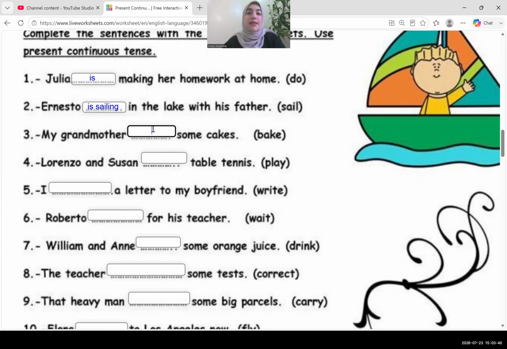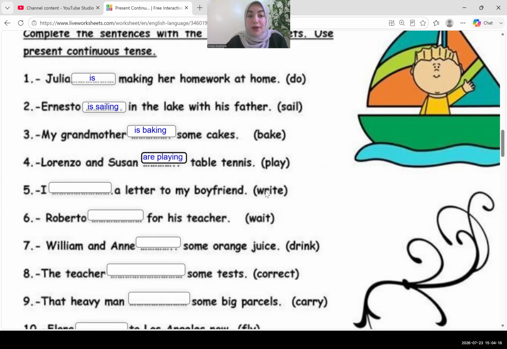My grandmother is a singular noun, so it takes is. My grandmother is baking some cakes. Great job. Is baking. The next one, Lorenzo and Suzanne. Lorenzo and Susan, they are plural nouns, so they take are. They are playing table tennis.